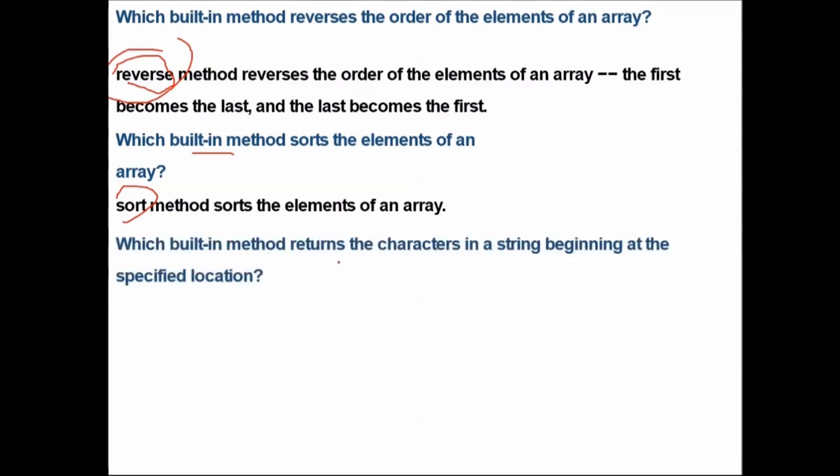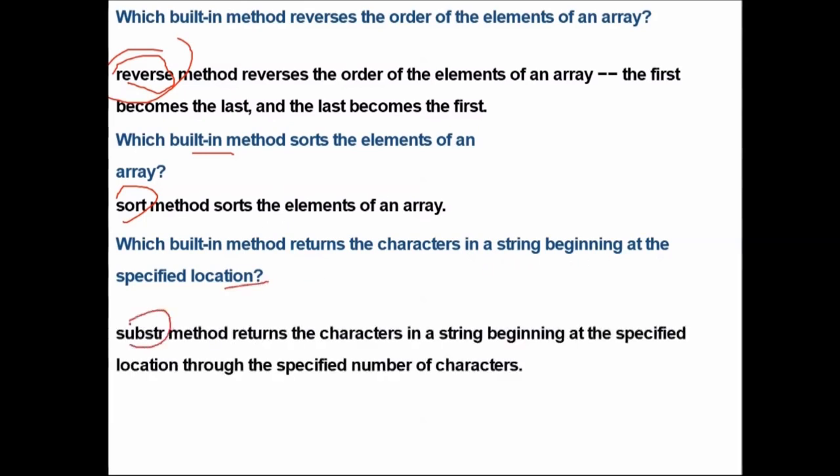Then which built-in method returns the characters in a string beginning at the specified location? For that you use substring. This substring, substr, method returns the characters in a string beginning at the specified location through the specified number of characters.